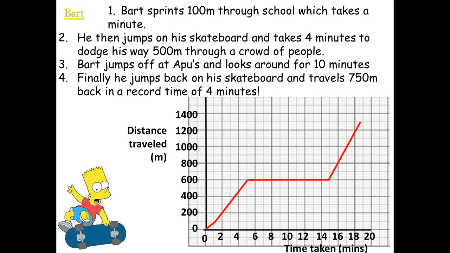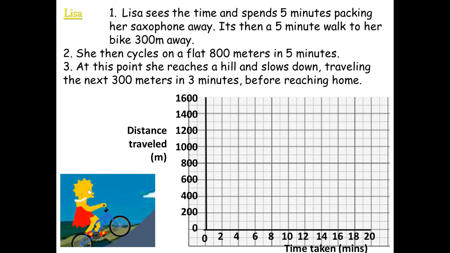So this is his distance time graph of what he did. So it tells us the activity of Bart. Let's try Lisa. So here's Lisa. She sees the time and spends 5 minutes packing her saxophone away. She hasn't gone anywhere. We started the time, but she didn't move anywhere.